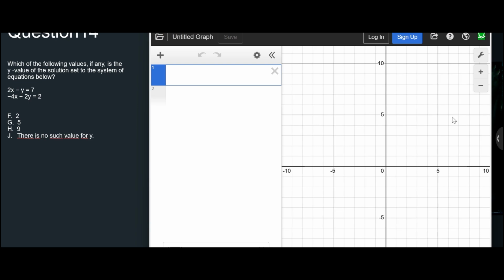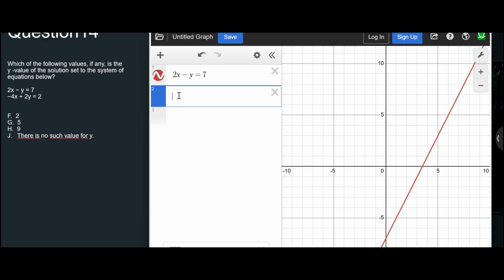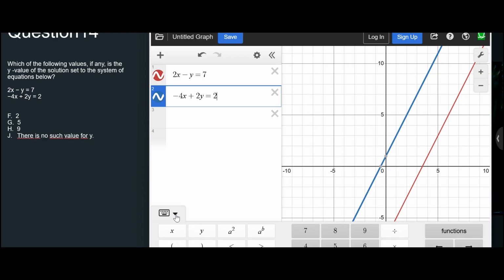So, with Desmos, you do not have to change it into that y equals mx plus b form or that y-intercept form. You can plug it in exactly the way it is. So, I'm going to plug these two equations in exactly how they are. I have 2x minus y equals 7. That's my first one. Now I'm going to put my second equation in, which is negative 4x plus 2y equals 2. You can either do this on your keyboard of your laptop or whatever, or there's also a keyboard at the bottom that you can use.